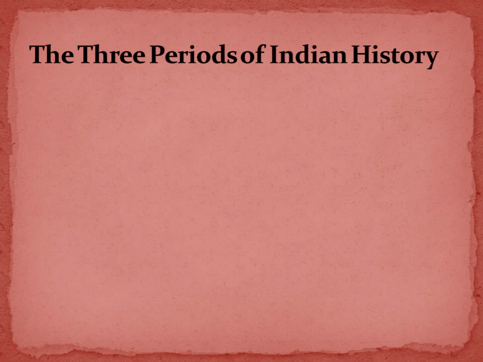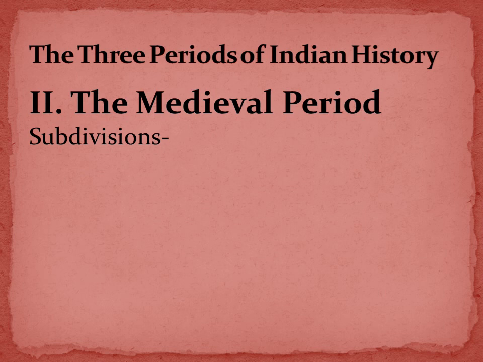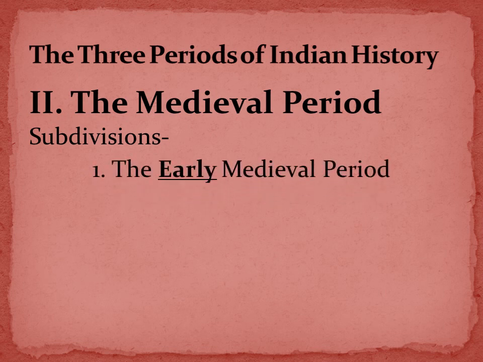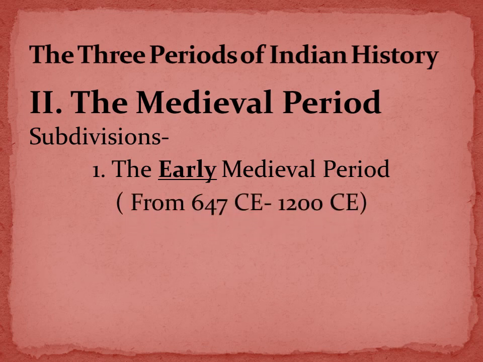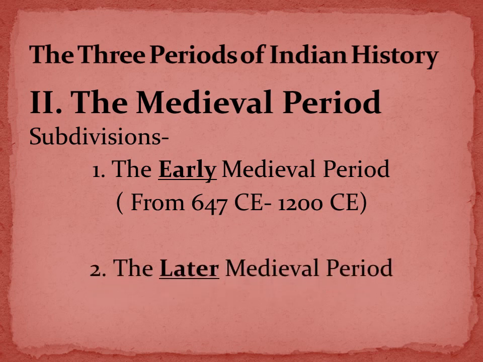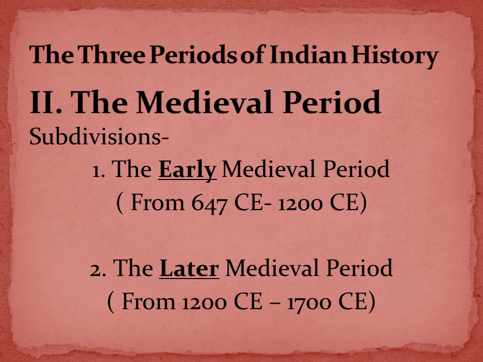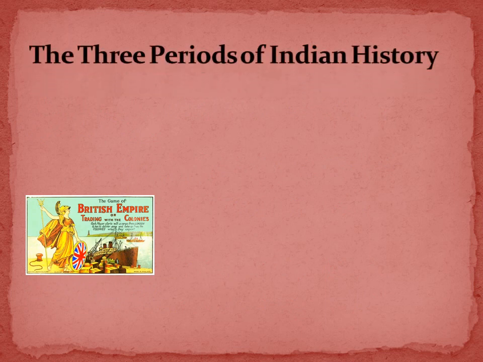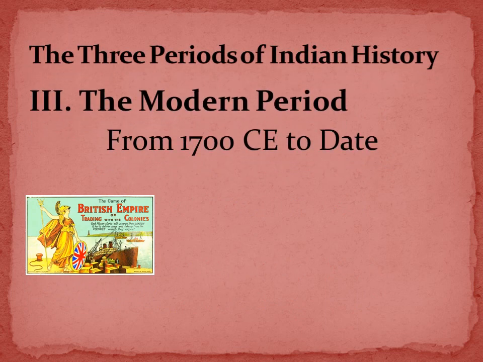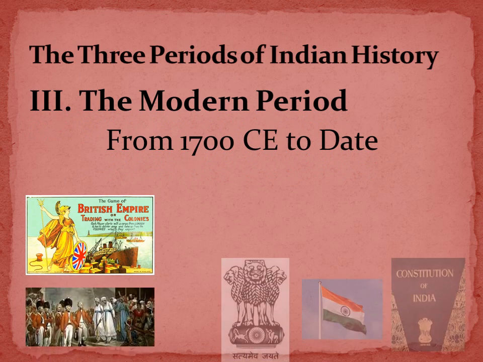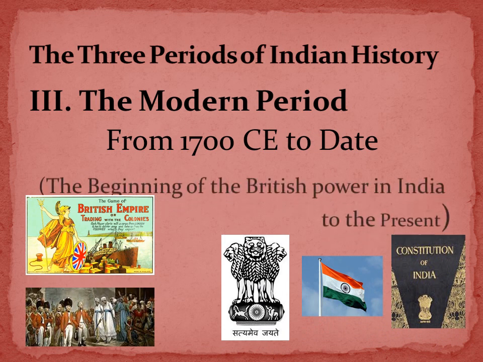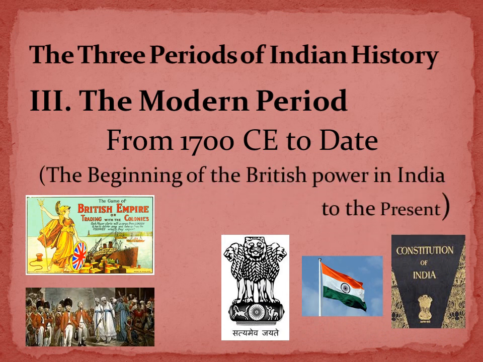The medieval period in India is further divided into two parts. Number 1, the early medieval period from 647 CE to 1200 CE. Number 2, the later medieval period from 1200 CE to 1700 CE. The third period of Indian history is the modern period. It starts from 1700 CE till date, the time when the British came to power, to present day.